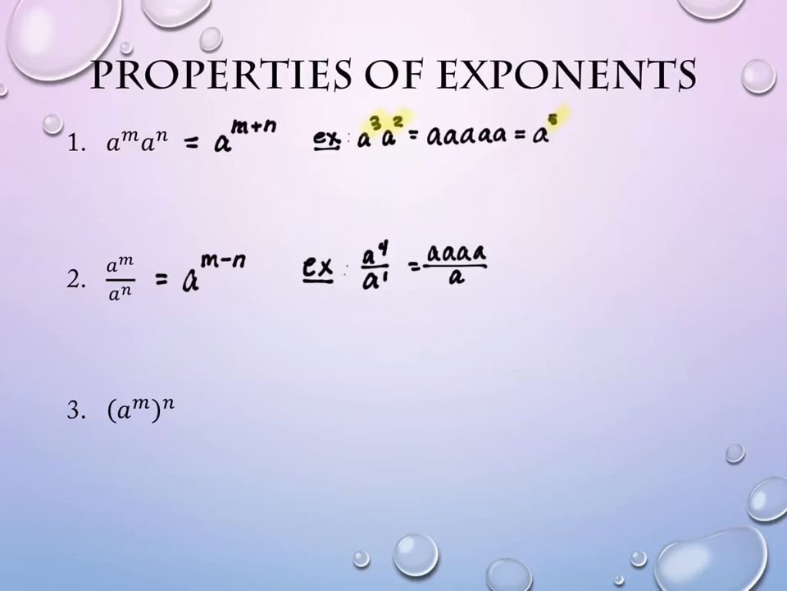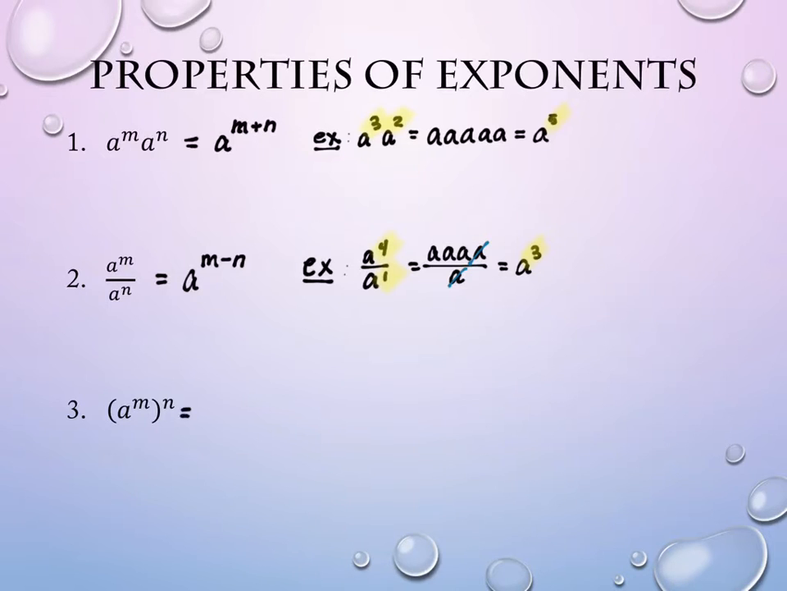Then what can you do when you see it like this? Well, not subtract, but divide, basically, right? So a divided by a is 1. They cancel out, they reduce. It's fractions like we've been working with. That leaves me with 3 a's, or a cubed. And again, how do you get from 4 and 1 to 3? You subtract.